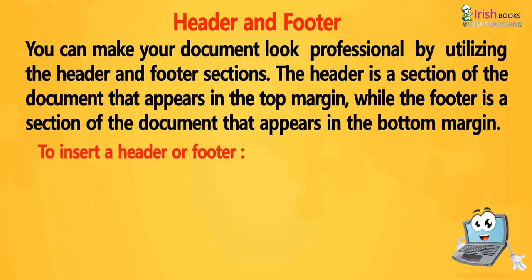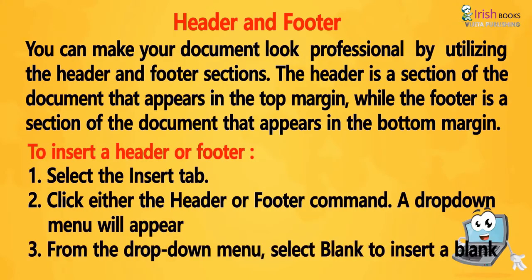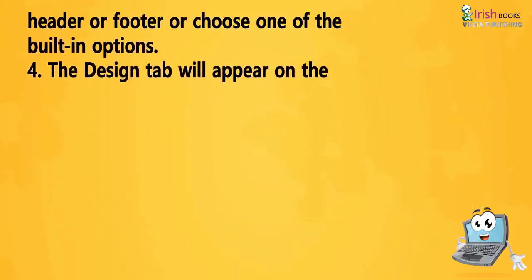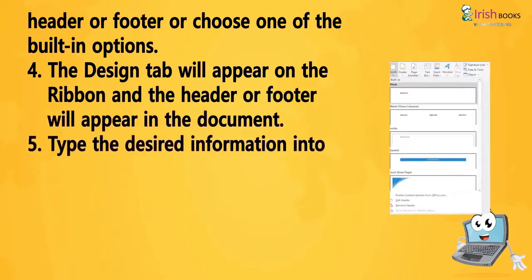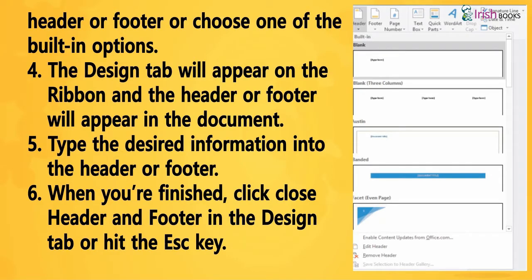To insert a header or footer, select the Insert tab. Click either the Header or Footer command. A drop-down menu will appear. From the drop-down menu, select Blank to insert a blank header or footer, or choose one of the built-in options. The Design tab will appear on the ribbon and the header or footer will appear in the document. Type the desired information into the header or footer. When you are finished, click Close Header and Footer in the Design tab or hit the Escape key.